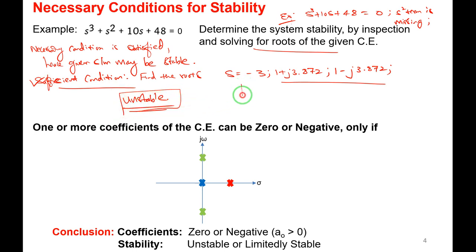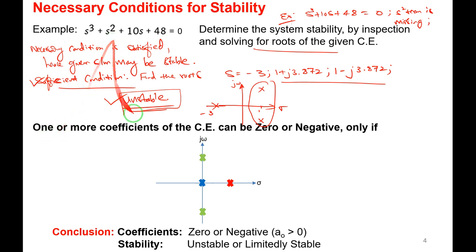Try to look at the roots. Minus 3 is here, then 1 plus j something, the roots are coming here, sigma and j omega. So this is 1 plus j 3.872, 1 minus j 3.872. Since these two roots are lying in the right half of the S-plane, the given system is unstable. Right. I hope it is clear to you people. Next, we'll proceed with the next topic.